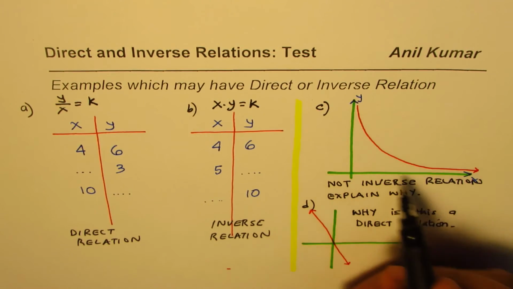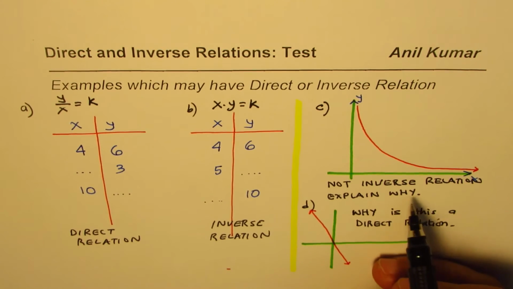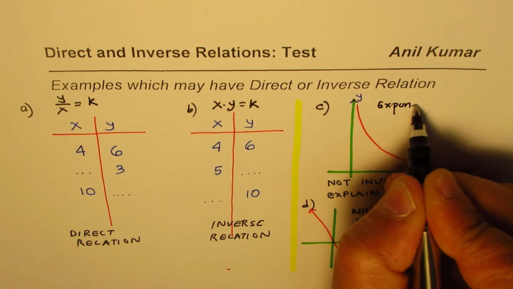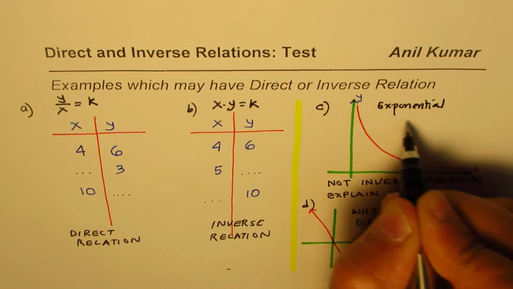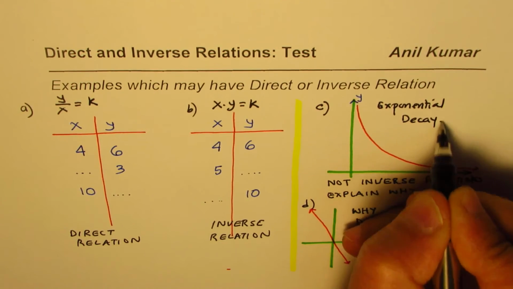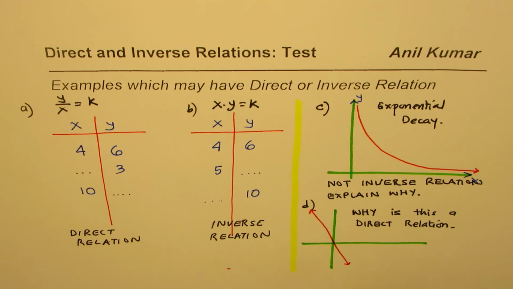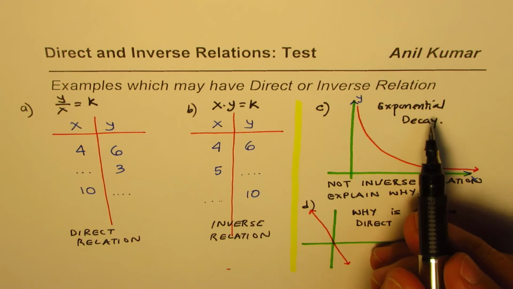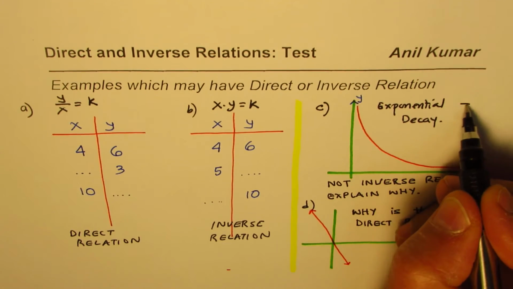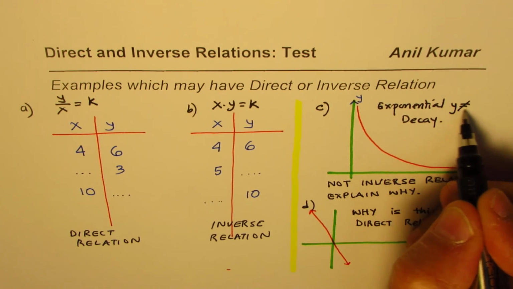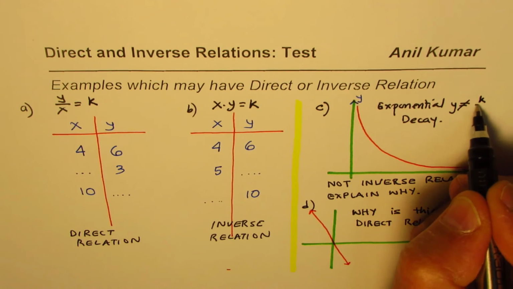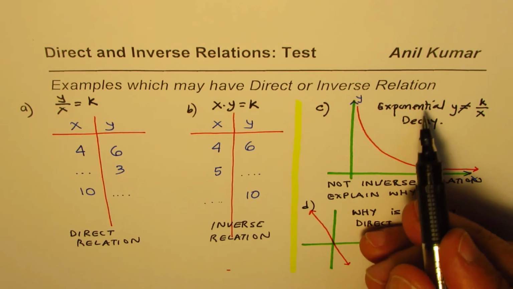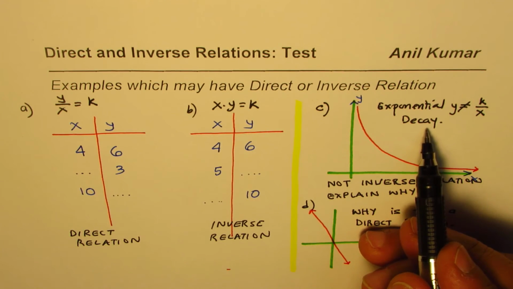When I'm giving you a graph which looks like inverse and it is not, it could be exponential decay. So it is not always decreasing by a factor. Do you understand? So y is not equal to some constant over x. Are you getting the point? It is an exponential decay, right?